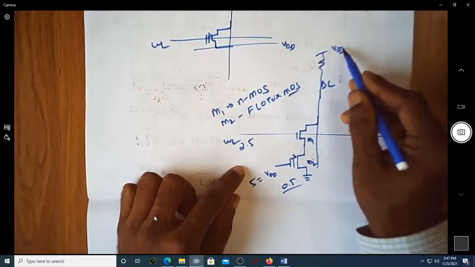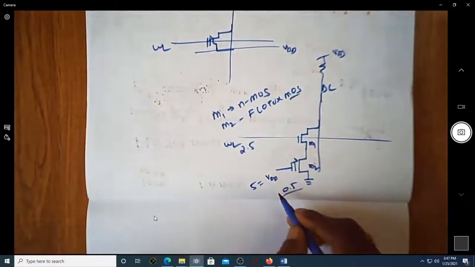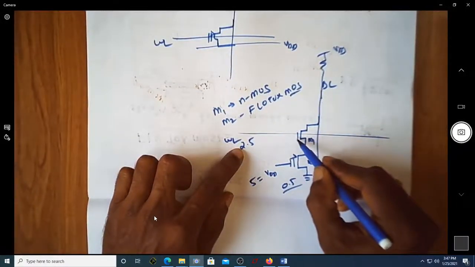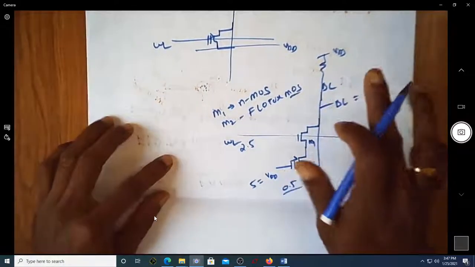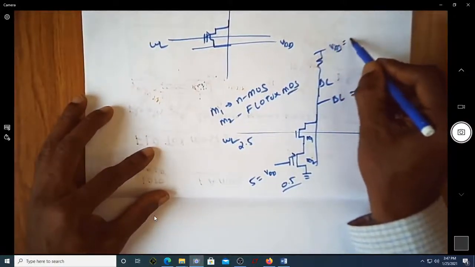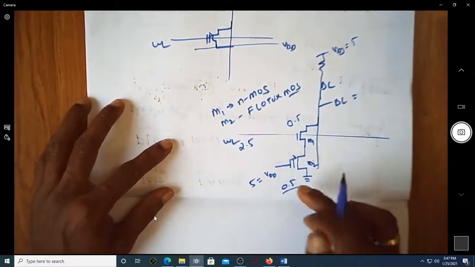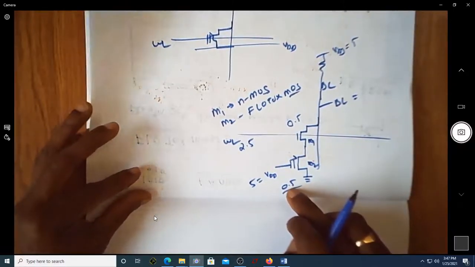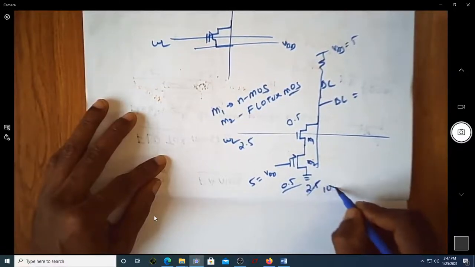Whenever it is connected to VDD, since VDD is equal to 5 volt and the word line is equal to 2.5, the current will flow here. What will be the bit line for this particular configuration? This will always have a threshold voltage of 0.5, whereas this is going to have a threshold voltage of either 0.5 or maybe around 10 volt.